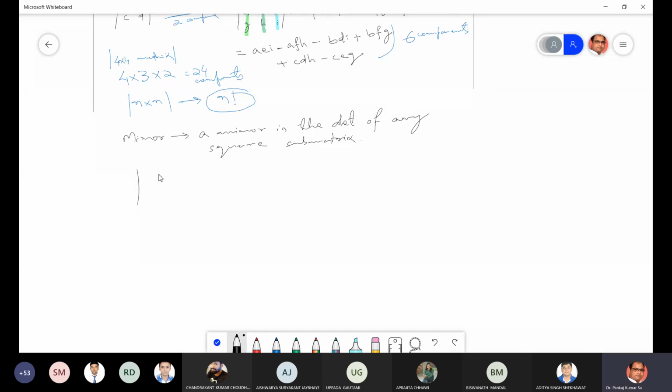So if I am having a matrix like 1, 2, 3, 4, 5, 6, 7, 8, 9, can I call 5, 6, 8, 9 a minor? Can I call this a minor? Yes, sir, it would be the minor of the first component. 2, 3, can I call it a minor?